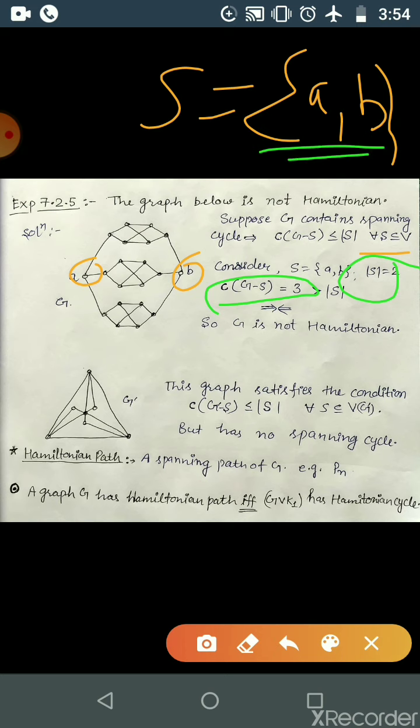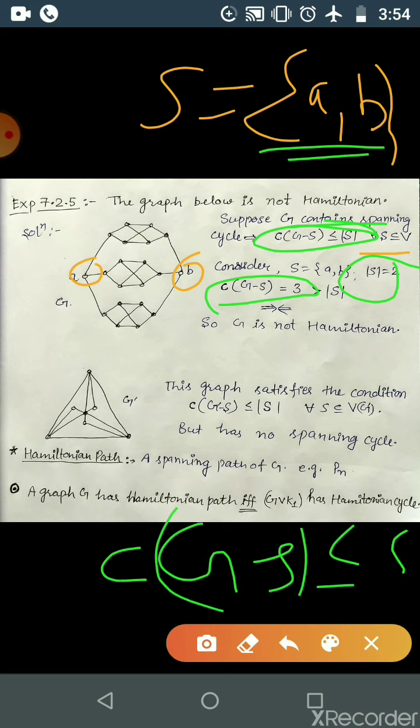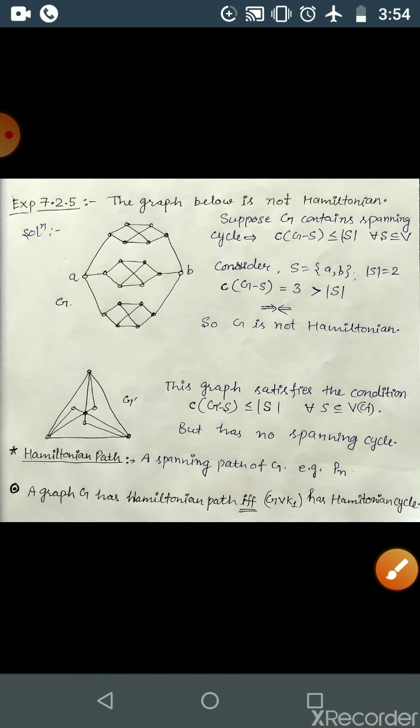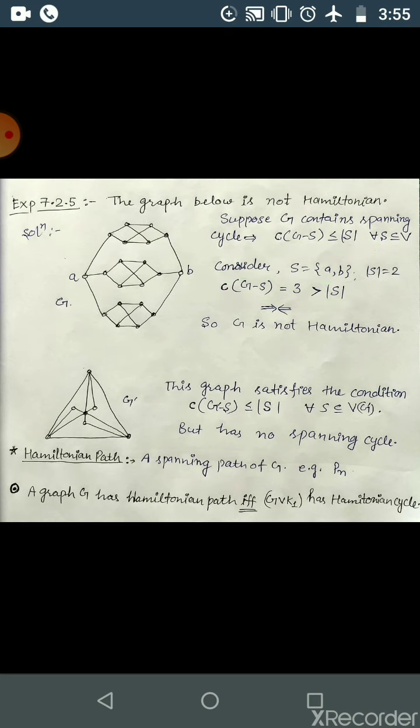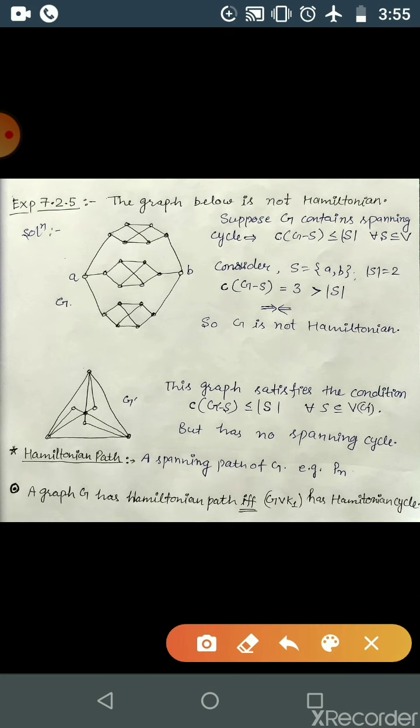And if G is Hamiltonian, then it should satisfy that the number of components of G minus S will be at most the cardinality of S. But here that would mean 3 is less than or equal to 2, which is not possible at all, correct? Because this is greater than that. But we supposed that this is Hamiltonian, so we got a contradiction. Why this contradiction? We have assumed something wrong, and that something wrong is that G is Hamiltonian. So G is not Hamiltonian. So this graph is not Hamiltonian.